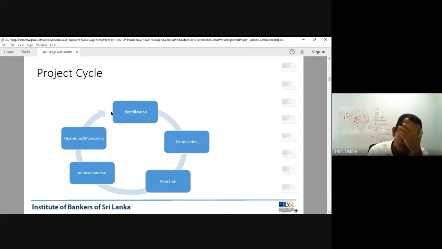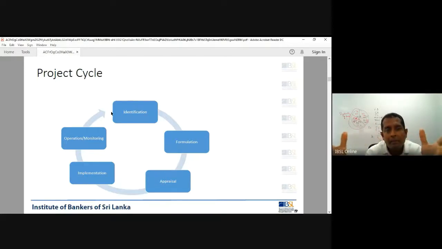So on a project cycle, we have several things. First of all, you need to identify a project. Right? In my coal example, they had identified a coal mine. In Sri Lanka, we have graphite mines, mineral sands, then we have gem mines, then we have silica sand mines. Right? So you have to identify.